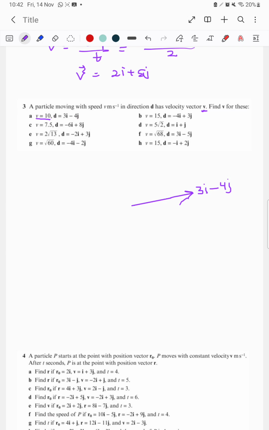What is important in this particular question is that we have been asked to find the velocity vector, which is represented this way, and this is a vector and we want this vector in this direction.